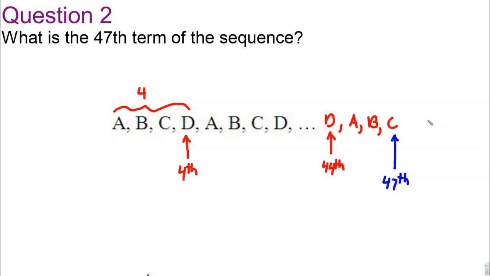What I could have also done is gone with the 48th term, which would be a D. So I know 48 is divisible by 4 as well, and then counted backwards 1. Either way, I get that C is the 47th term.